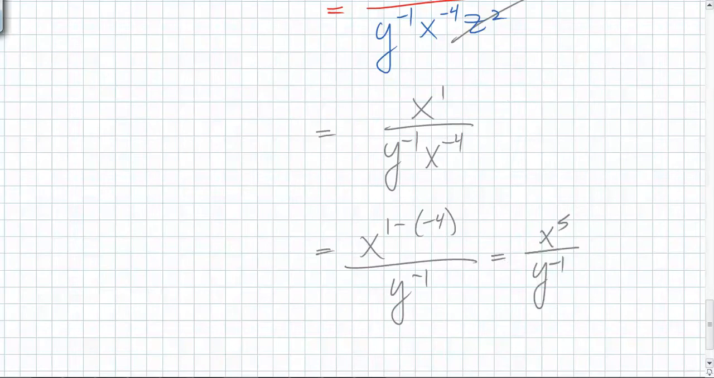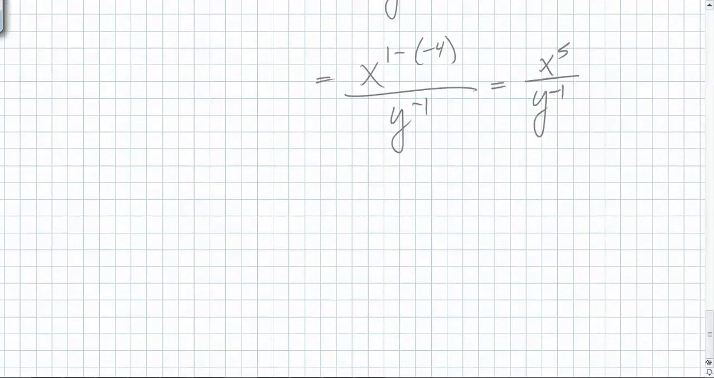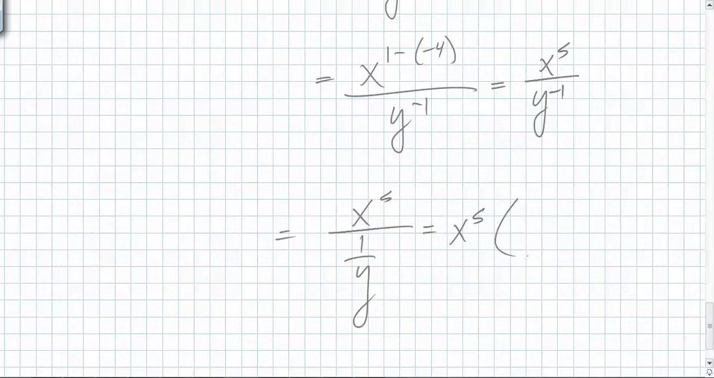So we're here. Are we okay with this so far? But what's the one thing that's not good about that? It's not finalized. We don't like the negative 1, right? Y to the negative 1 is what? So we have x to the fifth over 1 over y. That's equal to x to the fifth times the reciprocal of 1 over y. What's the reciprocal of 1 over y? Y over 1, which is just y. So our final answer is x to the fifth y.